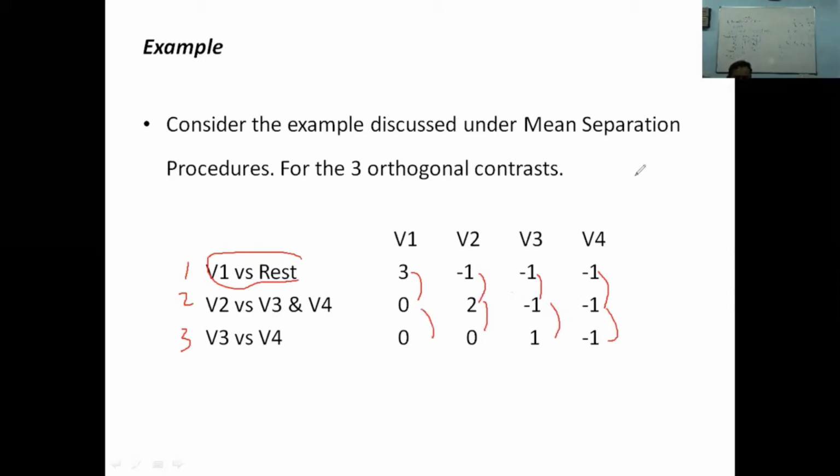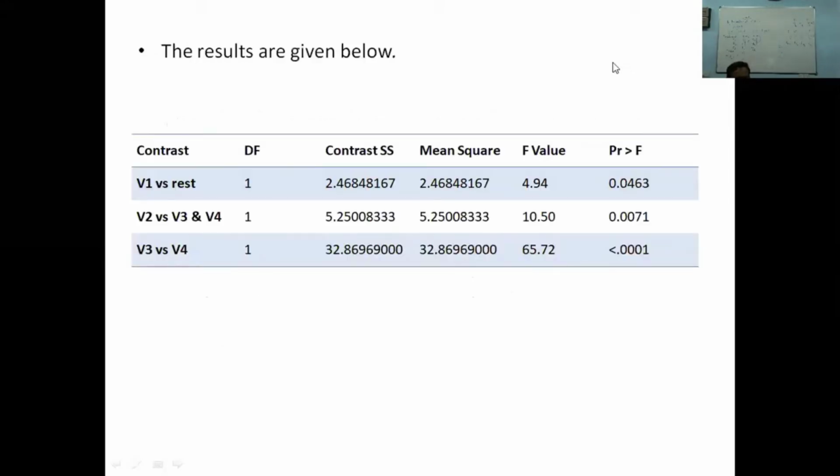You can check and see. This is already a worked example. This is how you can formulate the contrast. This is output from the SAS, right? As an example, just to show you, you see here V1 versus rest.